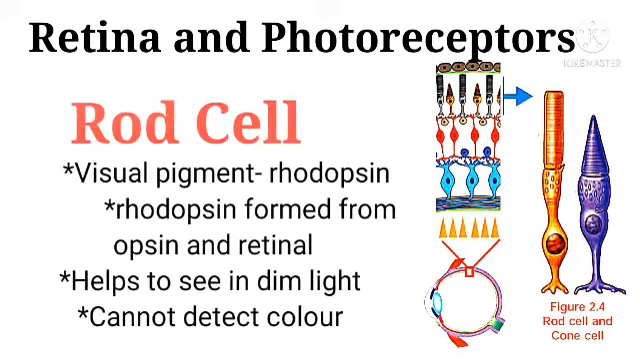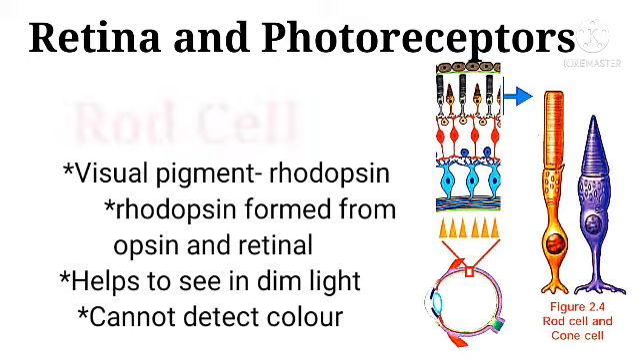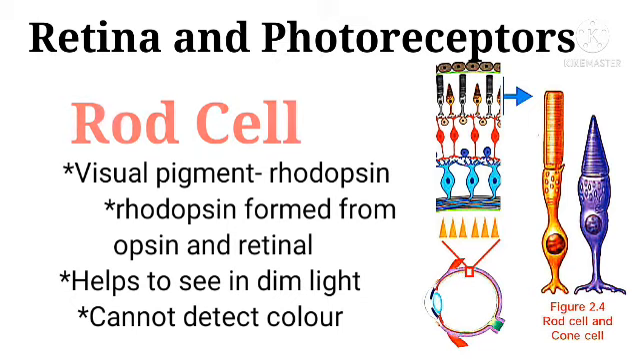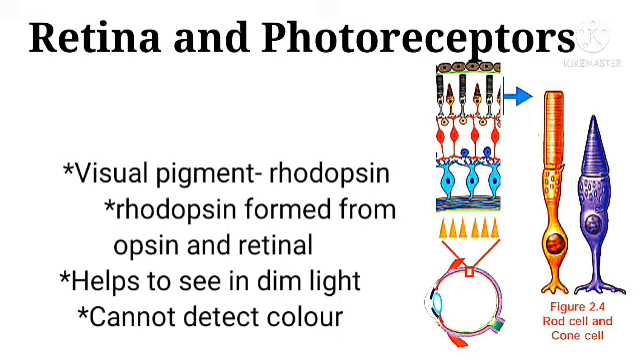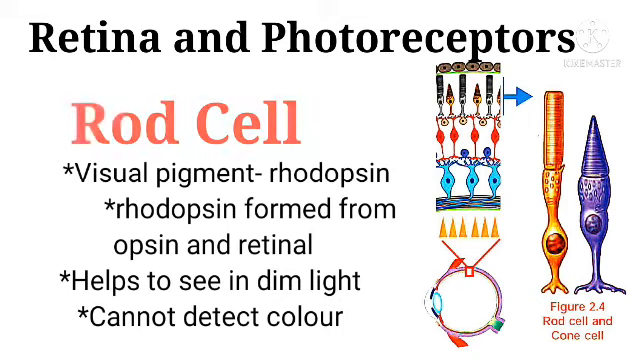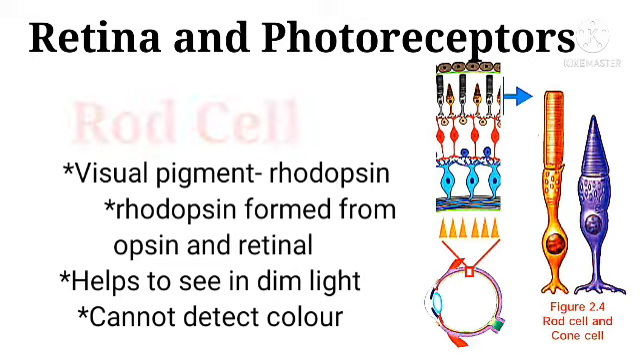The visual pigment present in rod cells is known as rhodopsin. This pigment is formed from a protein named opsin and retinal. Rod cells help us to see objects in dim light and these cells cannot detect color.